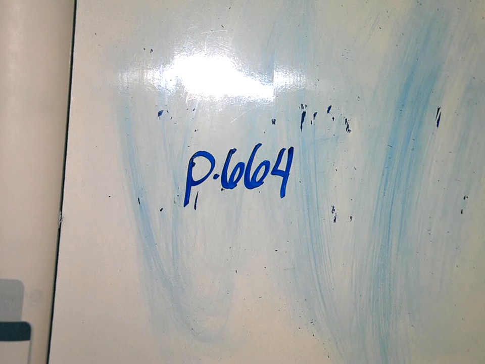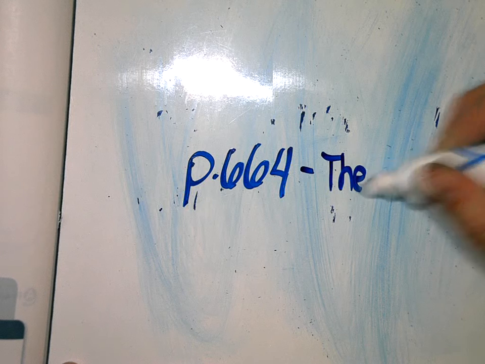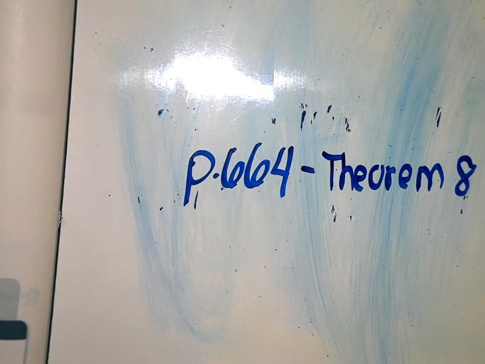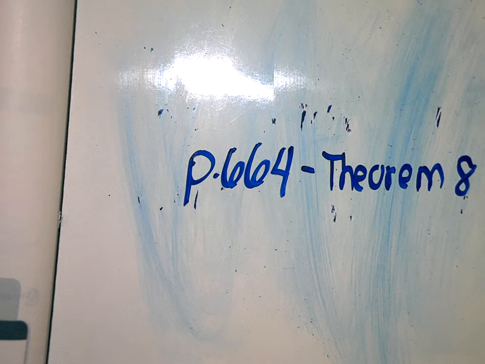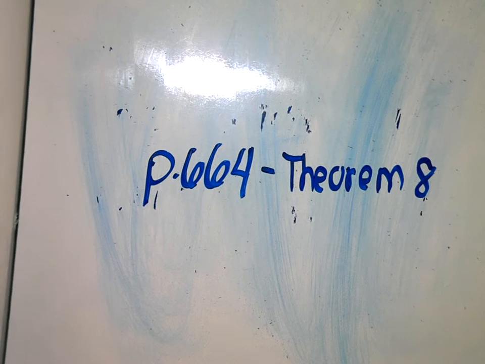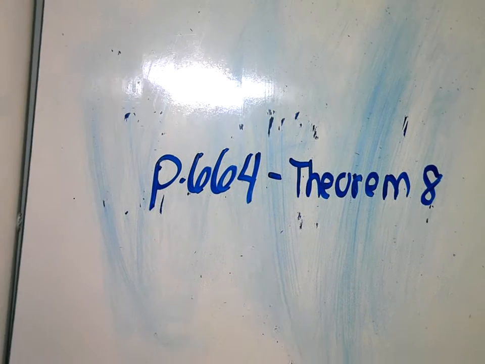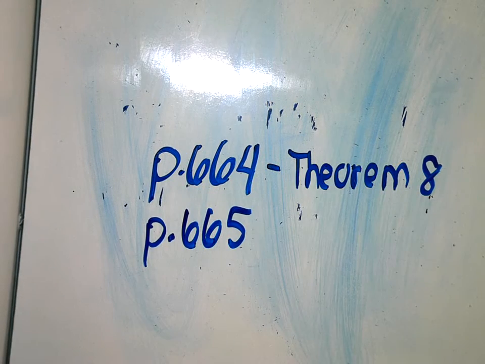Okay, if you refer to page 664, this one talks about theorem 8, your alternate exterior angles theorem. Again, we've talked about these different theorems and what makes them congruent already, but just as a reference point, you'll want to take down this page number so you can always look back and know where you can find it. So take a look at page 665, right next to it, for our next type of example.